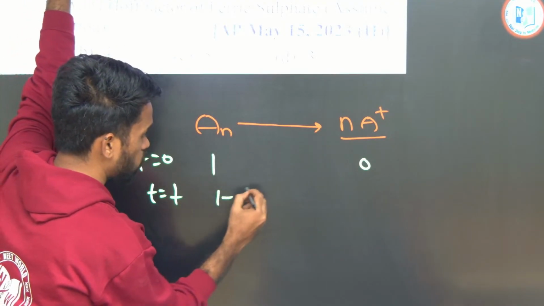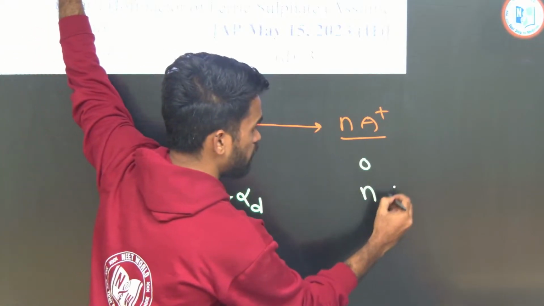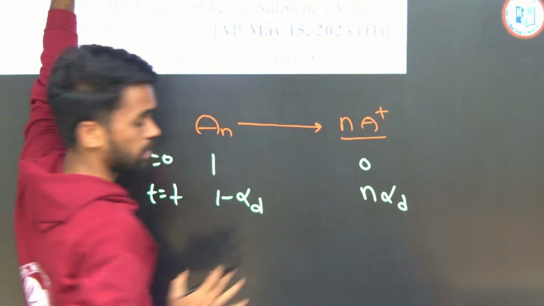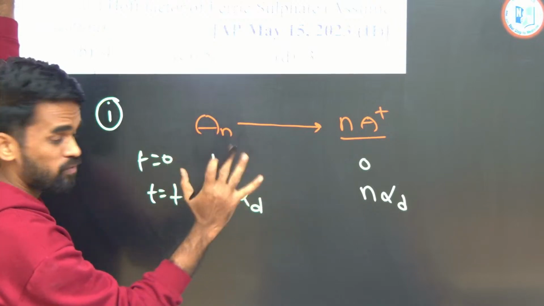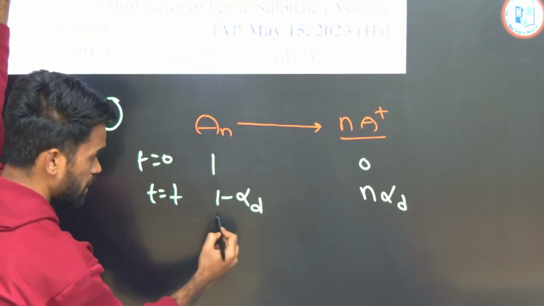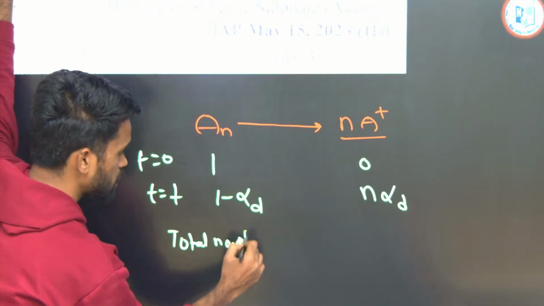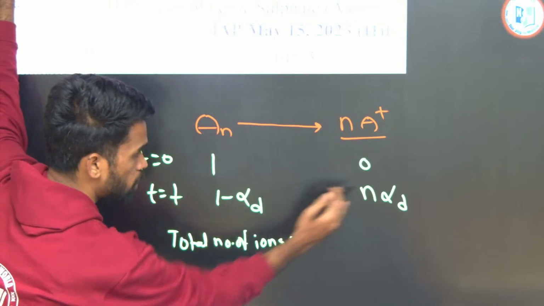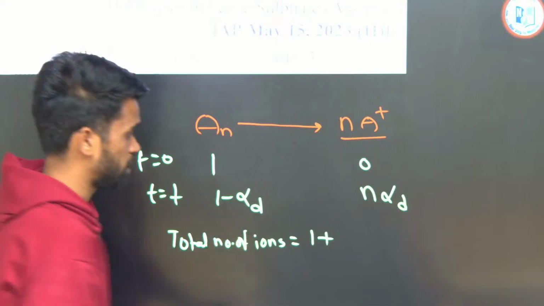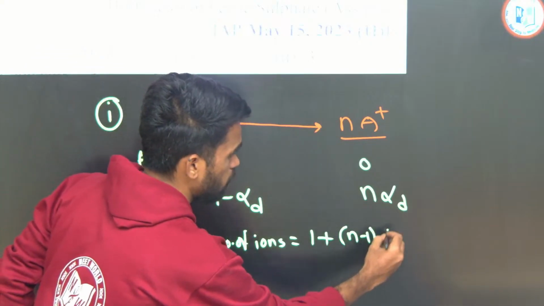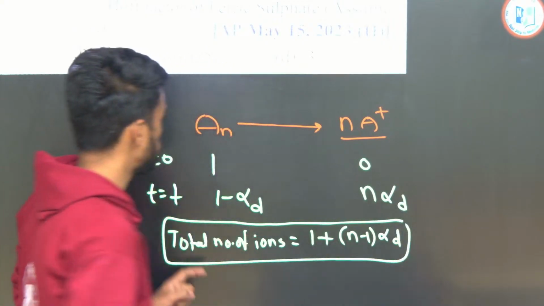Some of this will undergo dissociation, like alpha d, and this many number of particles are obtained right now. So now the total number of particles formed after dissociation, tell me how many are there? Just add. Total number of ions will be equal to, add these two parts, 1 plus n alpha d minus alpha d. This I can write as 1 plus n minus 1 alpha d, that's it. So this will be the formula for finding the total number of ions.